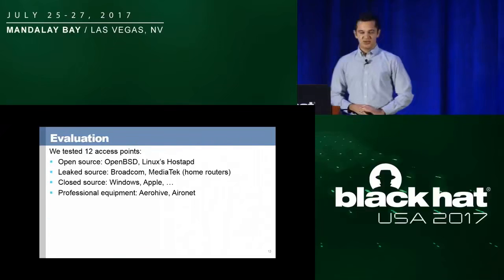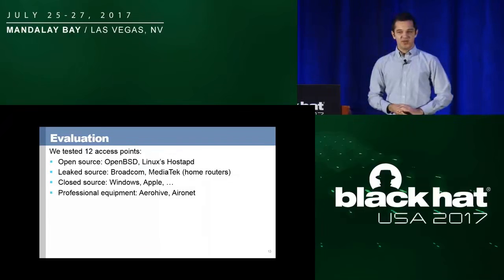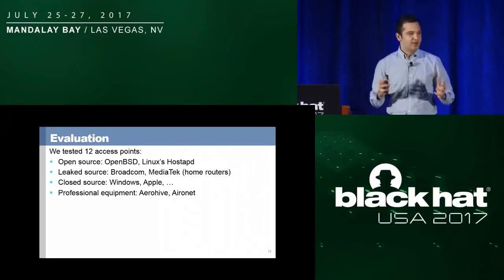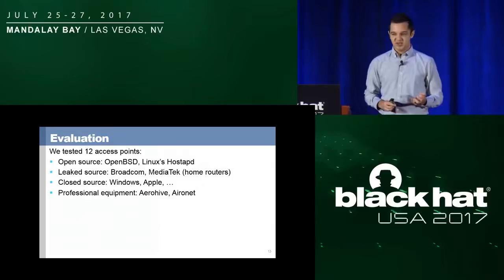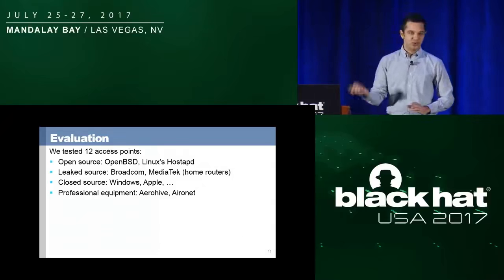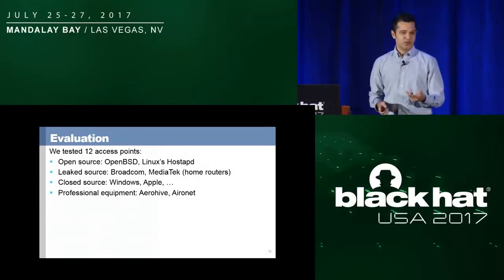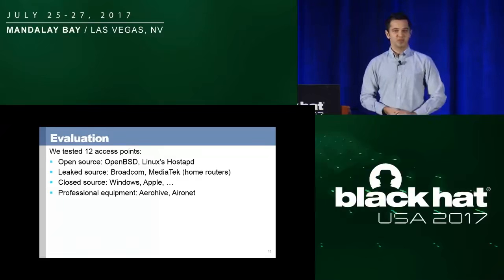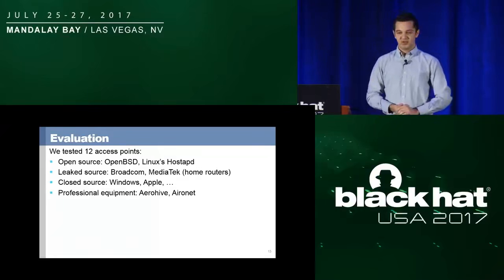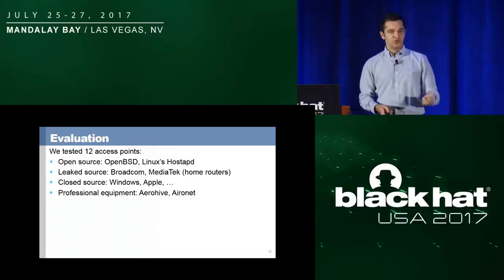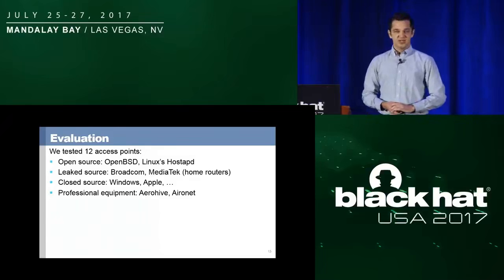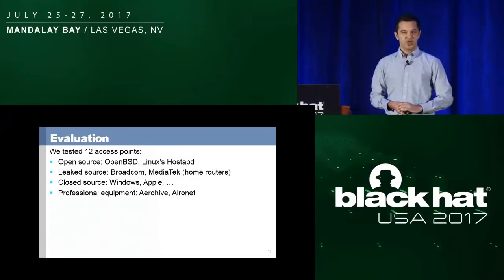We applied this technique to 12 access points in total, and we tried to get a good variation in the type of access points that we tested. For example, we have open source ones like OpenBSD and Linux implementations. We also have code of home routers where the source code was leaked, so there's old code of Broadcom and MediaTek. And there are also the traditional closed source implementations like Microsoft, Apple, and so on. We also tested two more professional access points, namely the ArrowHive implementation and also an ArrowNet, which I think was from Cisco.